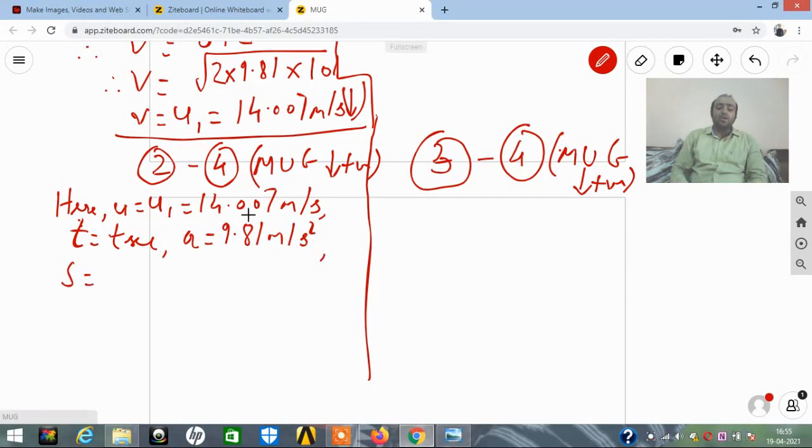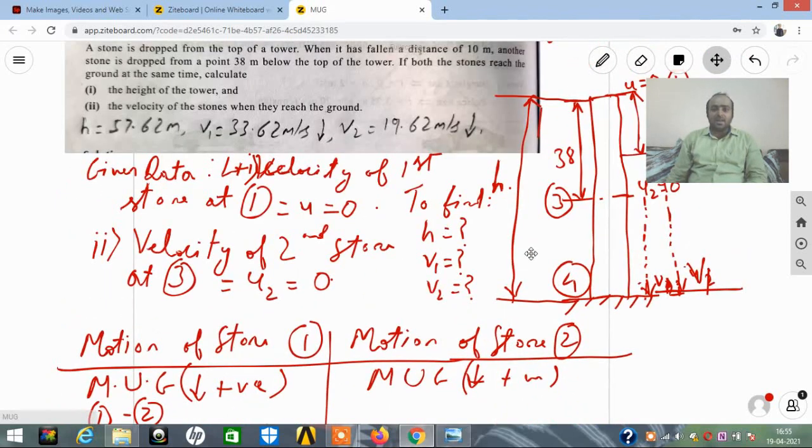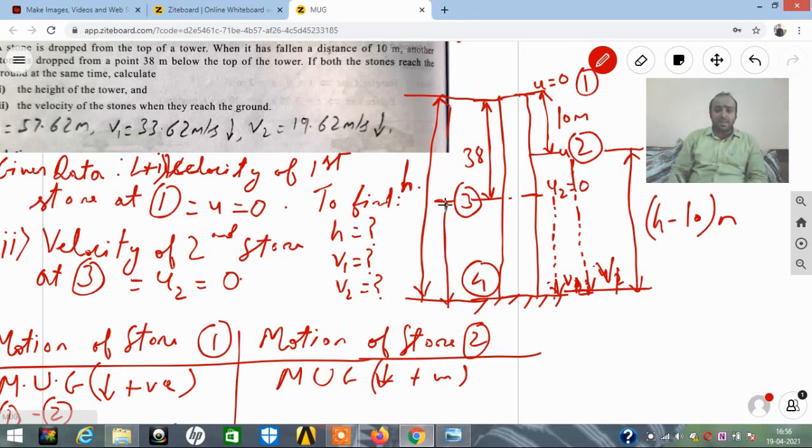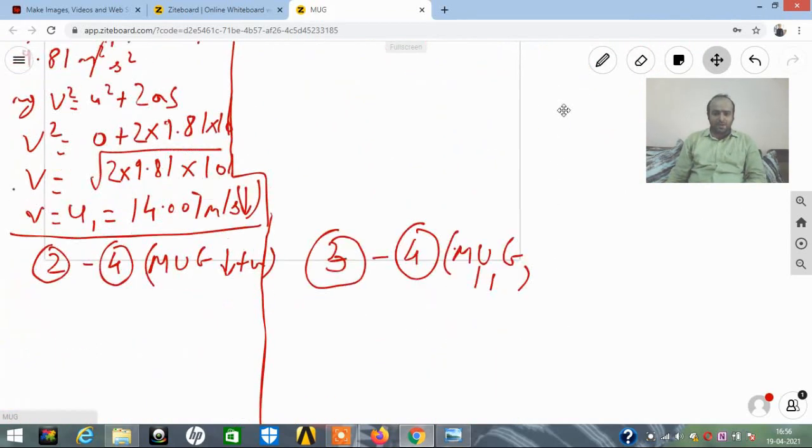S is equal to, friends, to be very specific and very precise, just see the diagram for this. If I consider from 2 to 4, the distance would be h minus 10 meters. What about the third to fourth position? It is h minus 38 meters. So you can see it very specifically, my dear friends, and this is the way that we are going to proceed ahead.